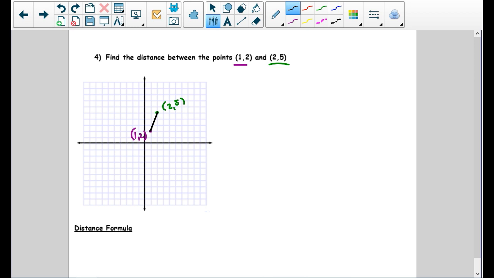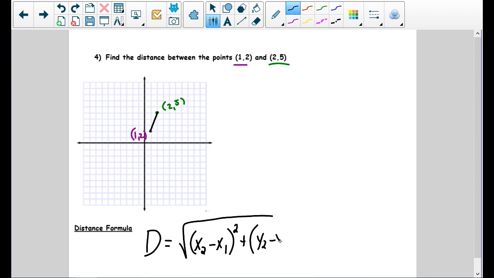So how are we going to calculate this? Well, we're going to use the distance formula. The distance formula is the square root of my x's being subtracted, so x2 minus x1, squared, plus my y values, y2 minus y1, squared. Okay? So that is my distance formula: the difference in my x's squared plus the difference in my y's squared.